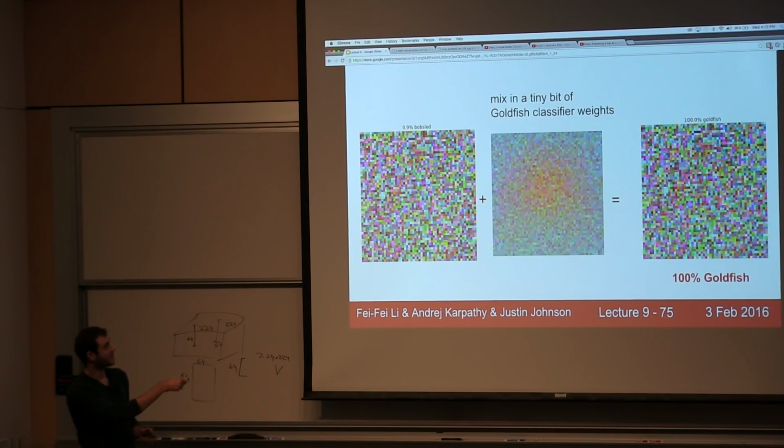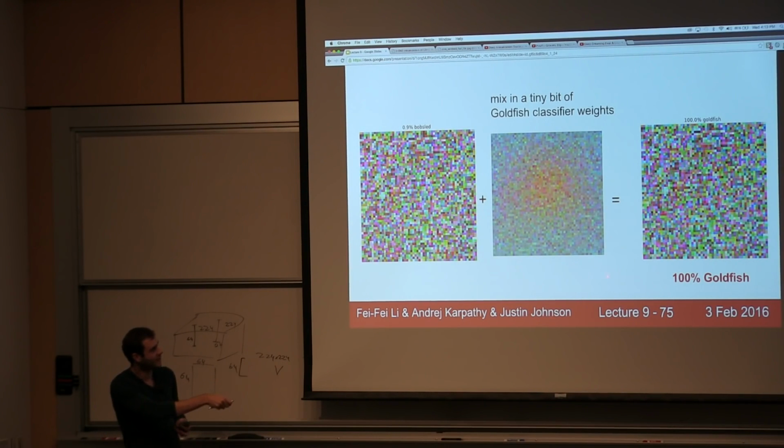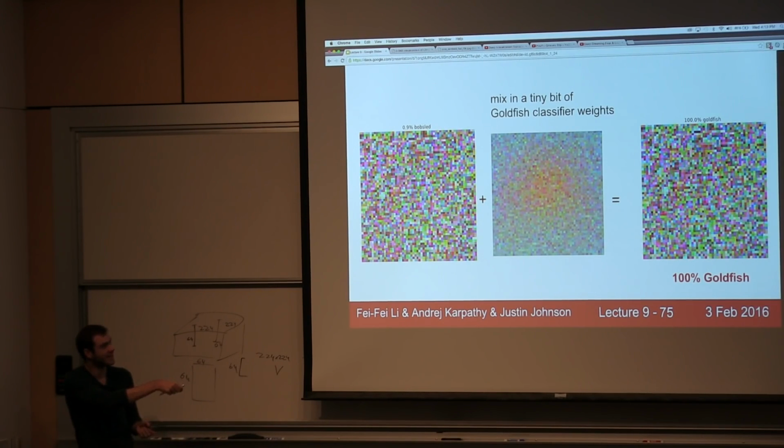For example, if I take a random noise pattern, and my classifier thinks that this is 1% of being a bobsled, basically a very unconfident prediction here, I can take, since I know the weights for a goldfish classifier, I can mix in a tiny bit of goldfish weights, and I get an image that looks identical, although it's hard to see at this point, but this is 100% goldfish because I've changed every single pixel a tiny amount in exactly the right direction.